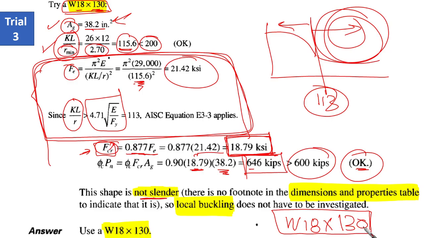Who says that? Because there is no footnote in the dimensions and properties table to indicate that it is. Okay. So what is the meaning of this? Local buckling does not have to be investigated for this section.